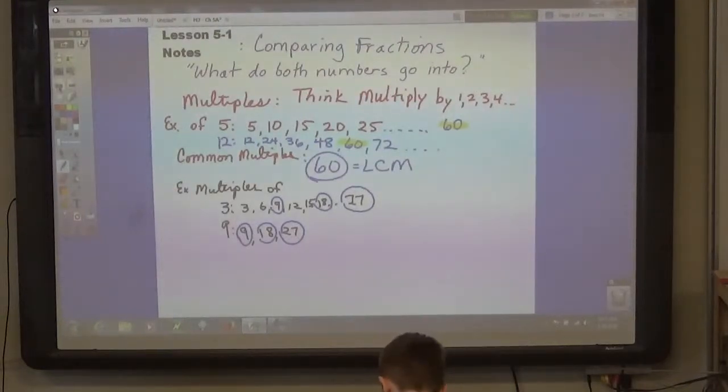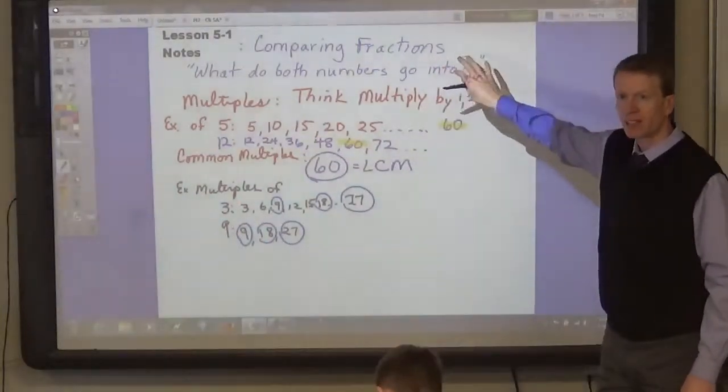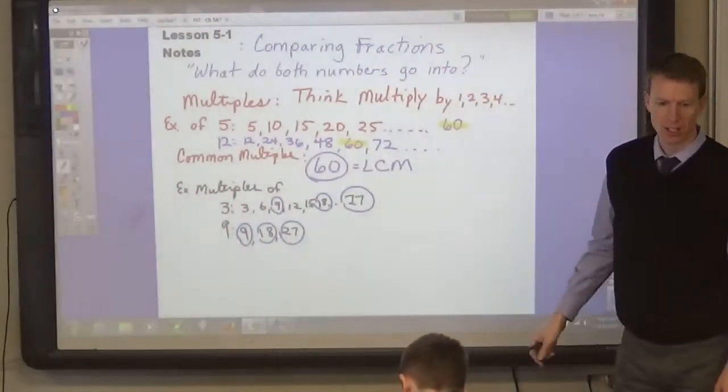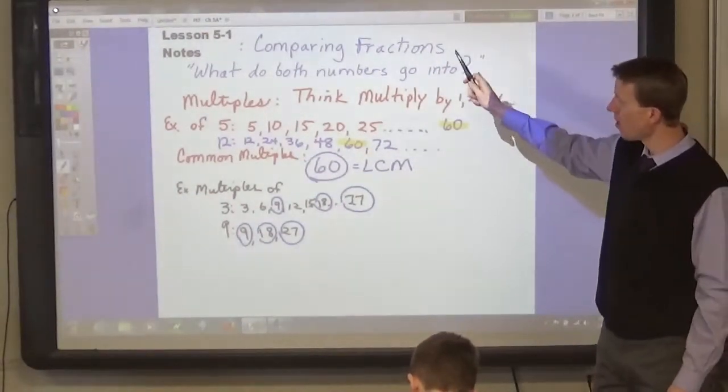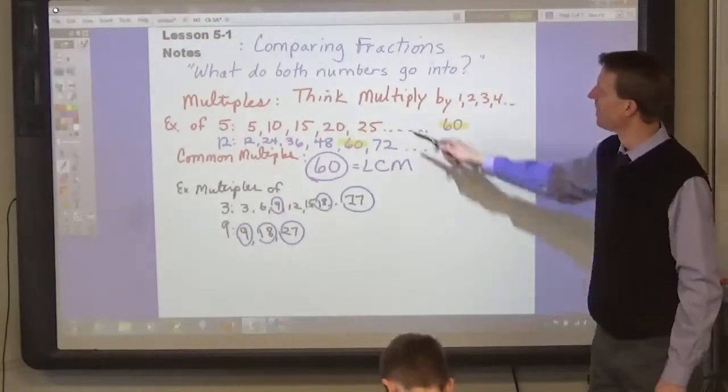Okay, 7th graders, let's review what we're doing today. We're starting out with this lesson on comparing fractions, or I should say this chapter, because in this chapter we're going to be working a lot with fractions. The first lesson is about comparing fractions.